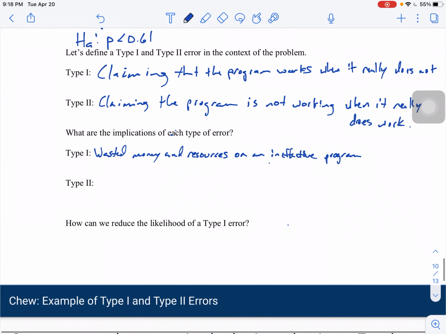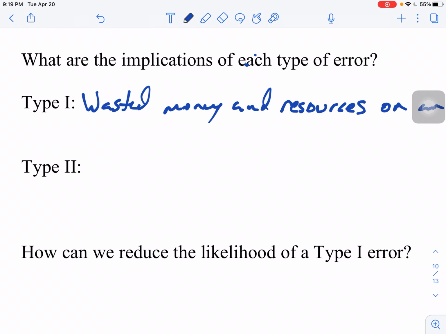If you're running this prison, you certainly don't want that. You could be using your resources in other ways on other programs. So this would certainly be an error. Type 2, if we're claiming the program is not working when it really is, is also a pretty significant error. In this case, you'd be losing the opportunity to both rehabilitate criminals and decrease crime. So we would have a lost opportunity.